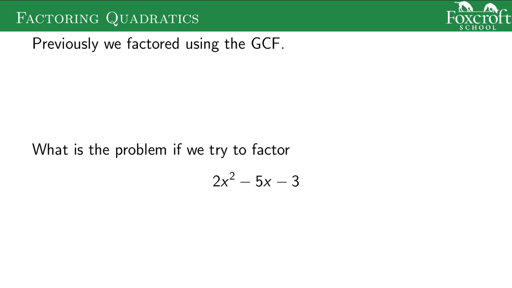All right, so previously we factored using the GCF, the greatest common factor, but the problem with quadratics, if you look at this quadratic here, there's no greatest common factor. 2, 5, and 3 are not divisible by the same number. And there's x squared, x, and no x, so there's no x's in common between all the terms either. So using the greatest common factor is great at making things smaller, but it necessarily doesn't get you all the way to the fully factored form for an expression.